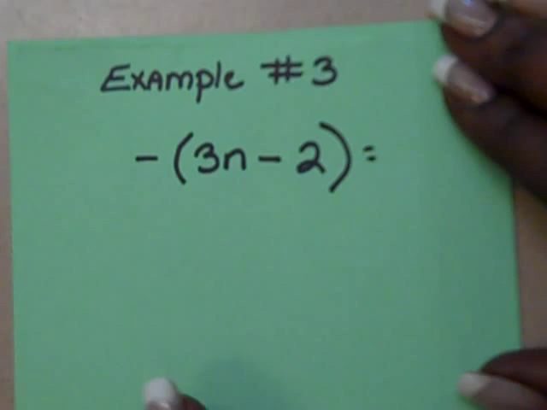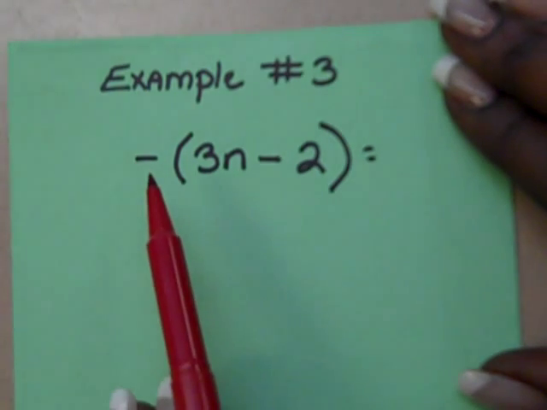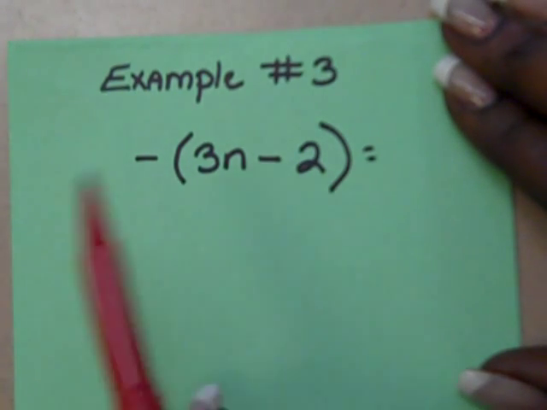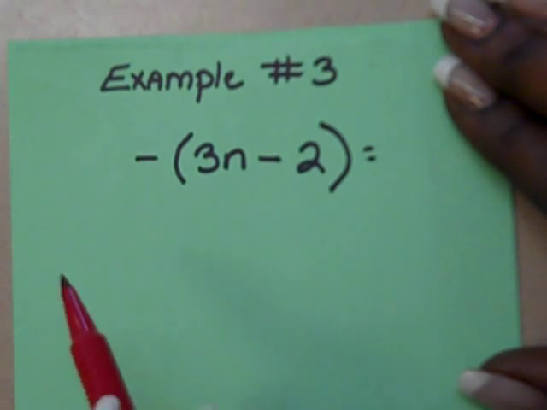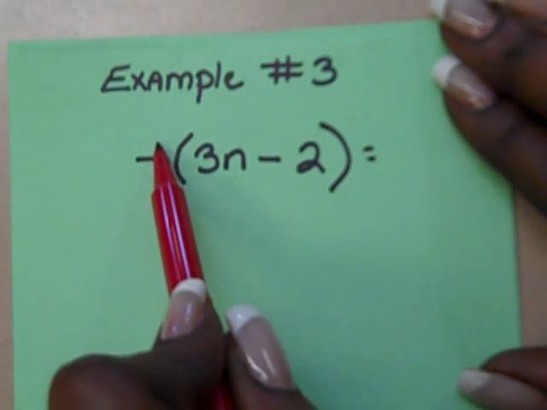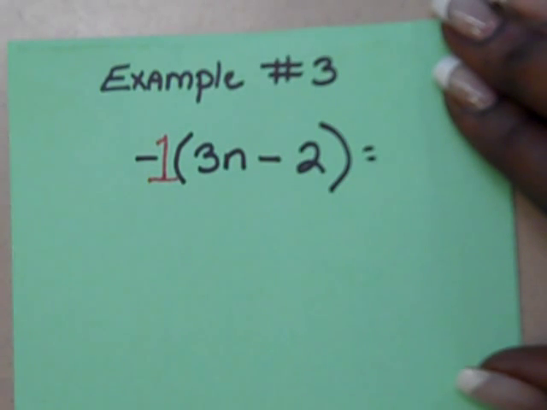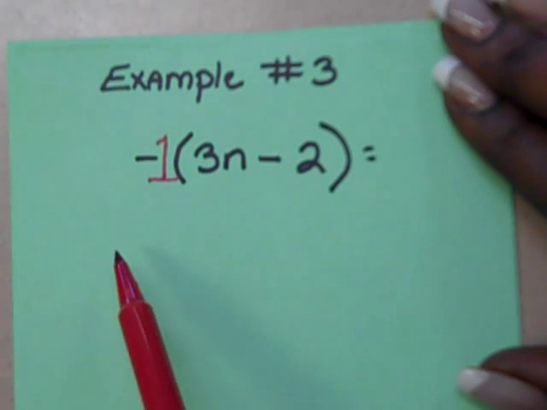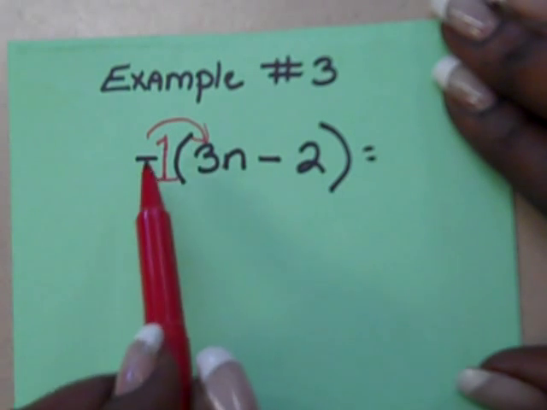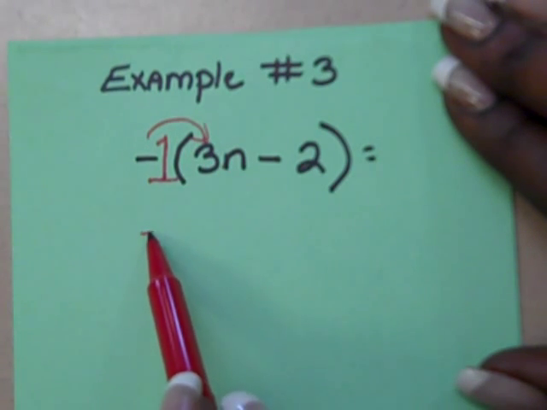Here's one more example. This time, there's just a negative symbol on the outside of the parentheses. It might be helpful to remember that even though it's just a negative symbol there, there's an understood 1 on the outside. So instead of having a positive 1, it's now a negative 1. So this negative 1 is going to be distributed to 3n.